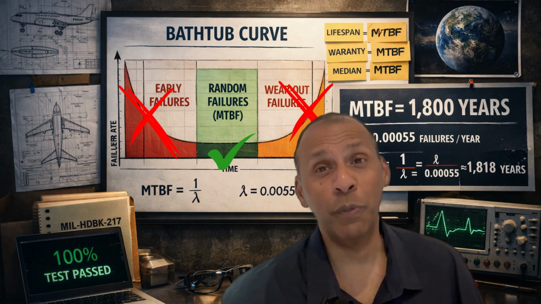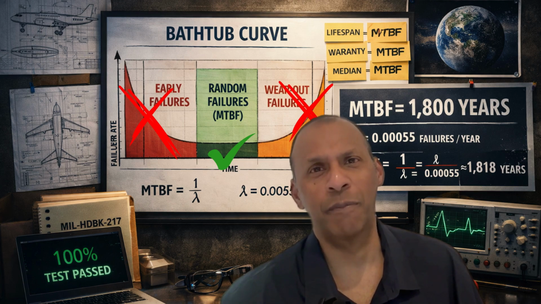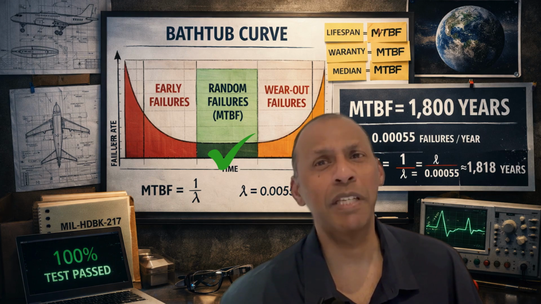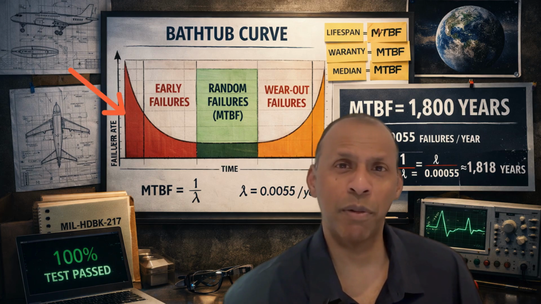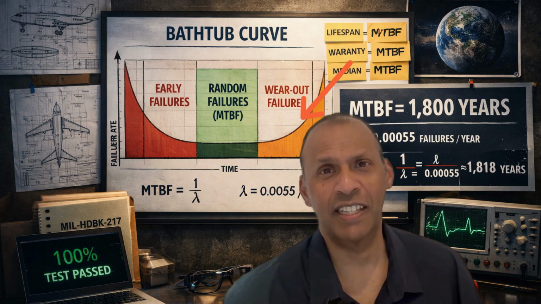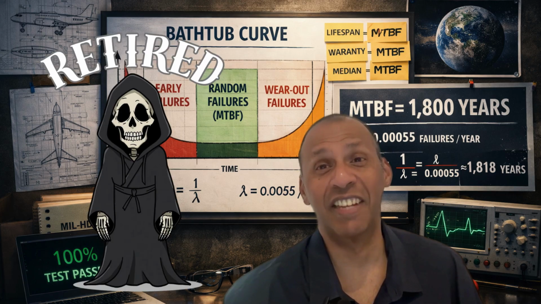This is why humans get an MTBF number that seems ridiculous. We've removed childhood, aging, and wear out from the equation. This curve explains almost every MTBF argument you'll ever hear. MTBF only lives here, in the flat middle. Everything else, quality problems on one side and retirement on the other, which makes retired the most polite word engineering has ever invented.